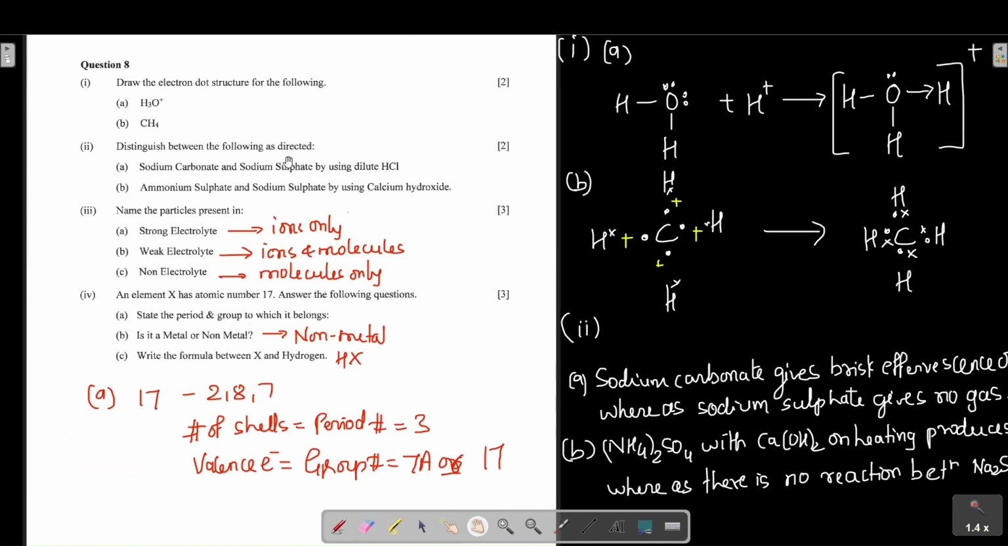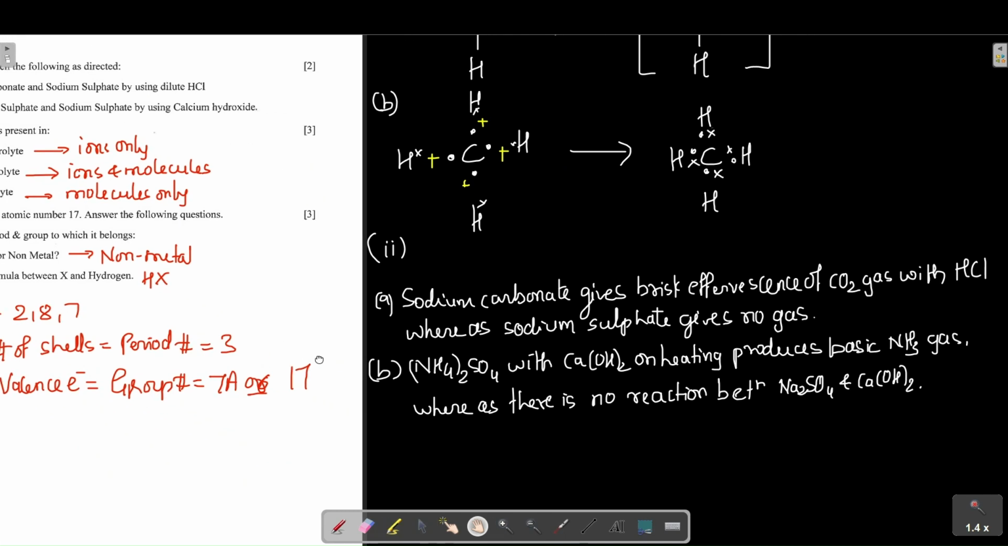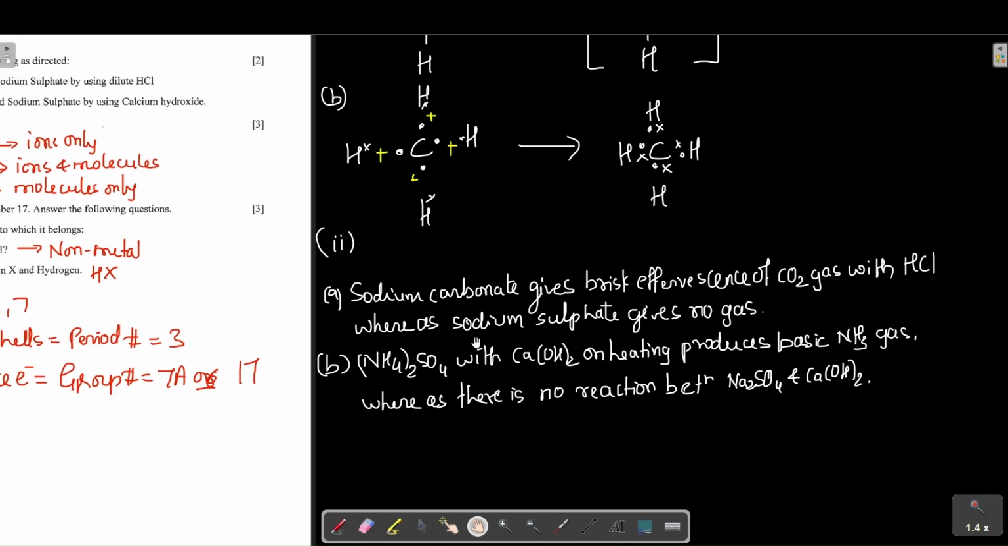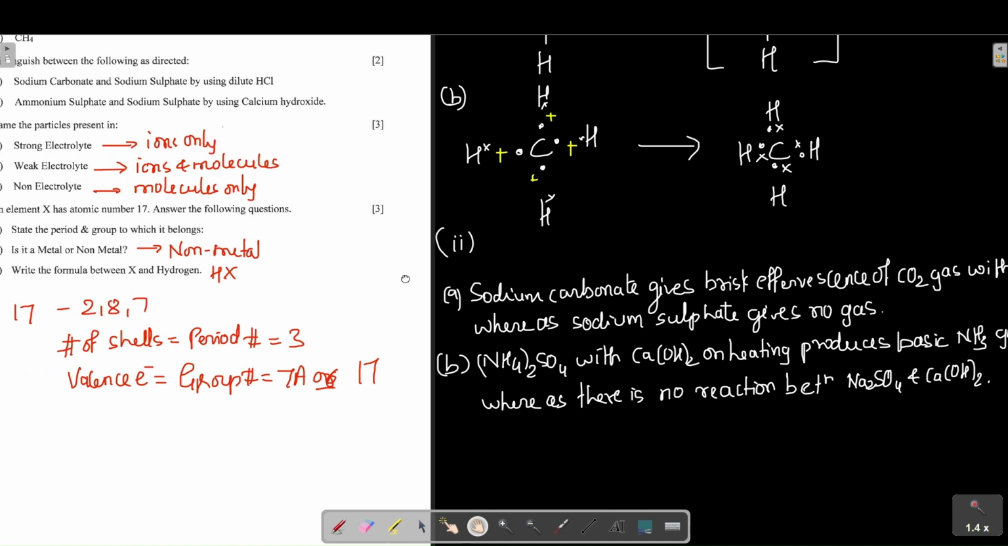Distinguish between the following as directed. Sodium carbonate and sodium sulfate by using dilute HCl. See, carbonates with HCl acid give you what? Carbon dioxide gas. Sodium carbonate gives brisk effervescence of carbon dioxide gas with HCl, whereas sodium sulfate gives no gas. It will not release any gas.